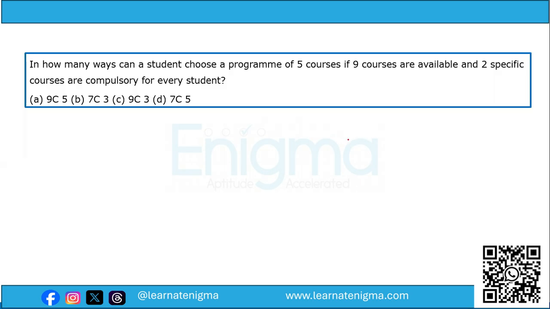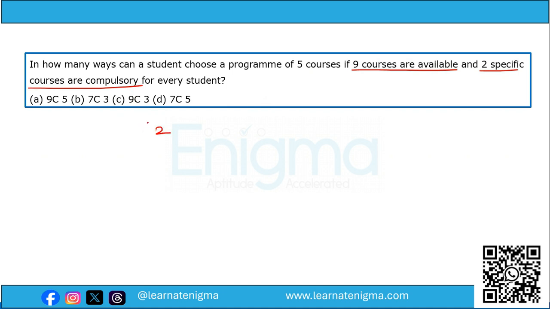In how many ways can a student choose a program of 5 courses if 9 courses are available and 2 specific courses are compulsory for every student? Now, in total, 9 courses are available. Out of them, 2 specific courses are compulsory.